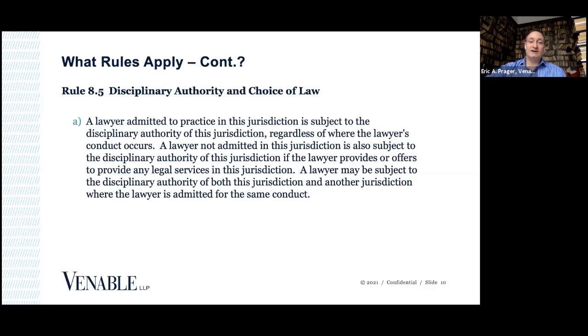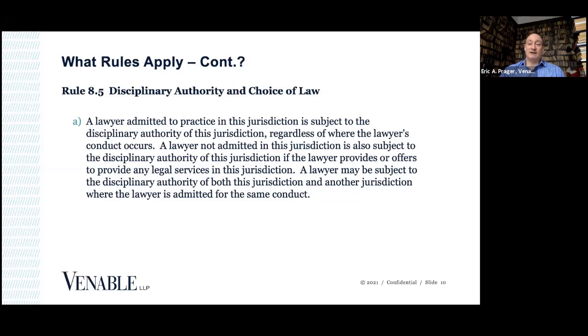A lawyer admitted to practice in this jurisdiction is subject to the disciplinary authority of this jurisdiction, regardless of where the lawyer's conduct occurs. So if you're admitted in New York, the New York rules travel with you where you go. A lawyer not admitted in this jurisdiction is also subject to the disciplinary authority of this jurisdiction if the lawyer provides or offers to provide legal services in this jurisdiction. So that's our example of the Illinois lawyer traveling to New York. And New York says, even if you're not admitted in this jurisdiction, you are subject to our disciplinary authority if you're providing legal services here.